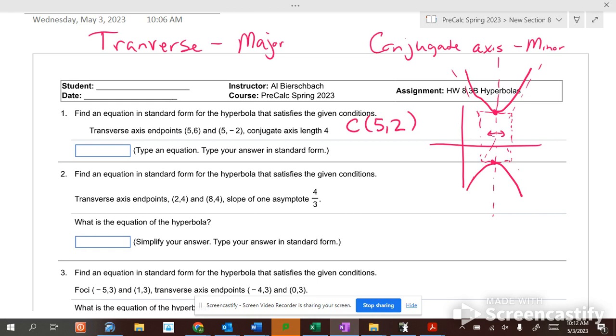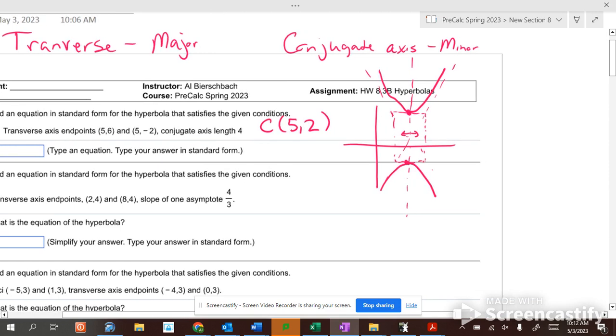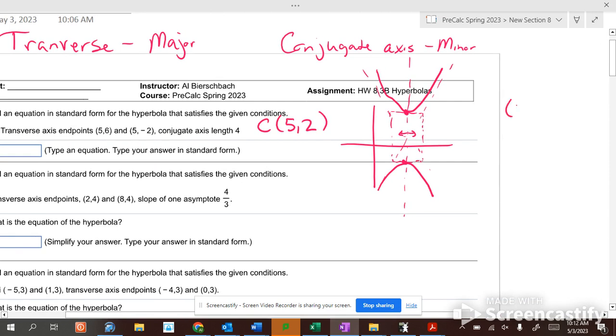Well, if I look at the back side of my sheet, a is always positive, so a is your transverse axis, and so that means your y squared is your positive. So it's going to be (y - 2) squared over the distance from your center to up here. How far is it from 2 to 6? 4. 4 squared is 16.